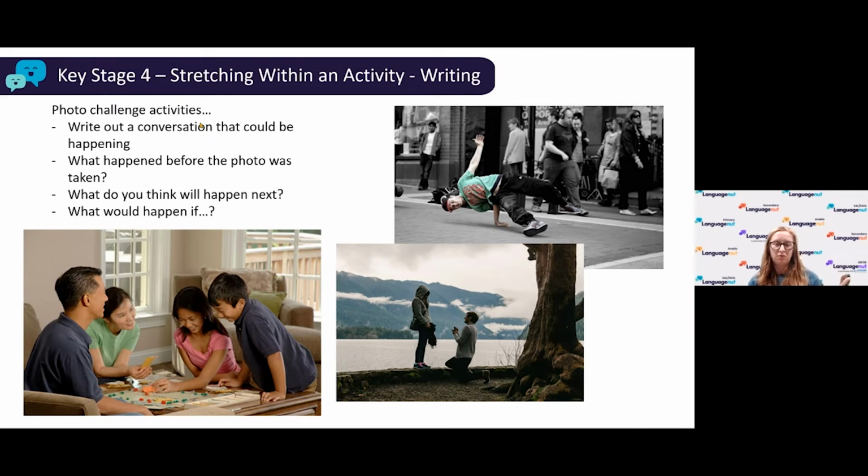They could write out a little story about what they think happened before the photo was taken, what they think will happen next, what they think would happen if, for example, the lady in the bottom right said no. And so various different things that you could get students to do to stretch their writing, which also enable you to then continue looking at a different skill with a different part of the class.